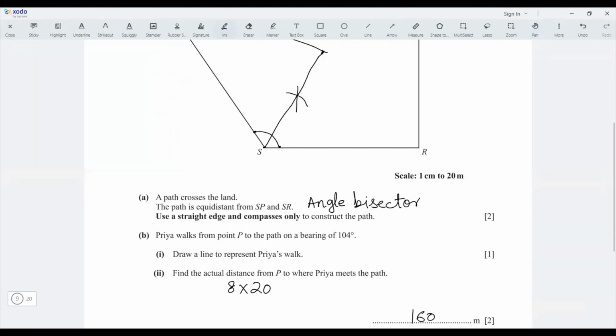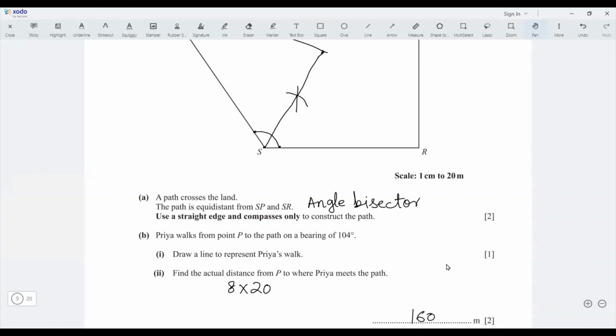160. What's the limit of the question? Remember, your answer must lie in the range of 152 till 160. That will be fine. You will get 2 complete marks if you have done the correct method. It also depends on the angle bisector. If you have made the angle bisector and bearing correctly, then you will have the actual distance in the correct way as well.